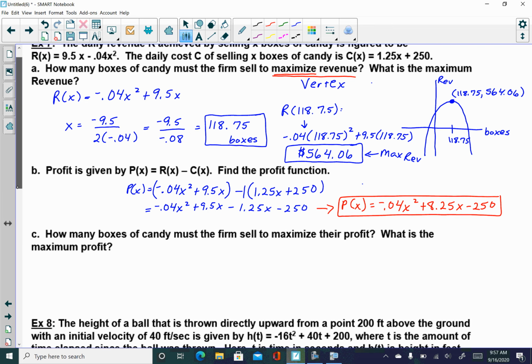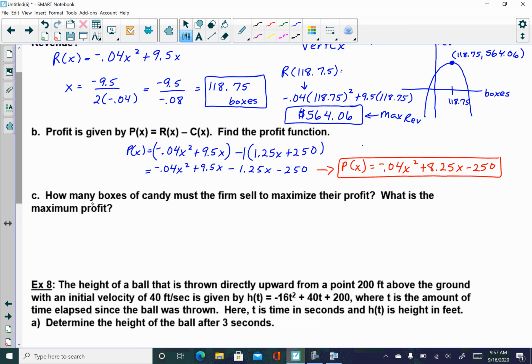Okay. Now as we head down to part C, it wants to know how many boxes of candy must the firm sell to maximize their profit. So again, you see that word, okay, I want to maximize my profit. That means I've got to go back to that equation that we just calculated, and I want to find the vertex of that equation.